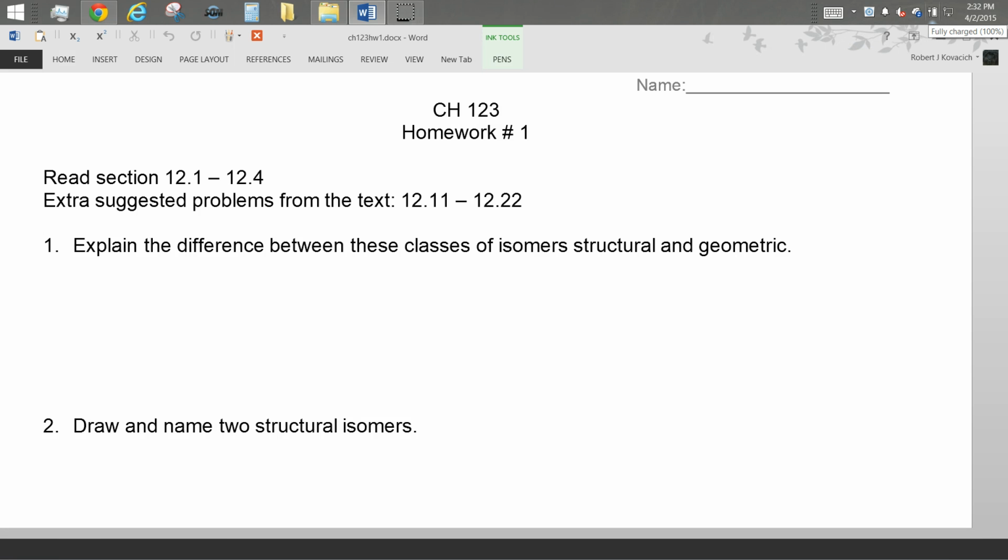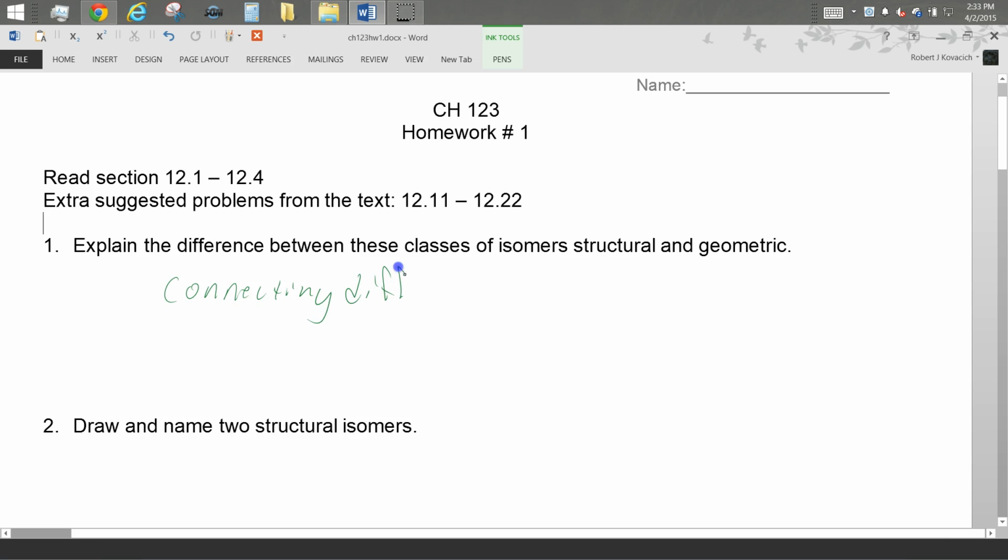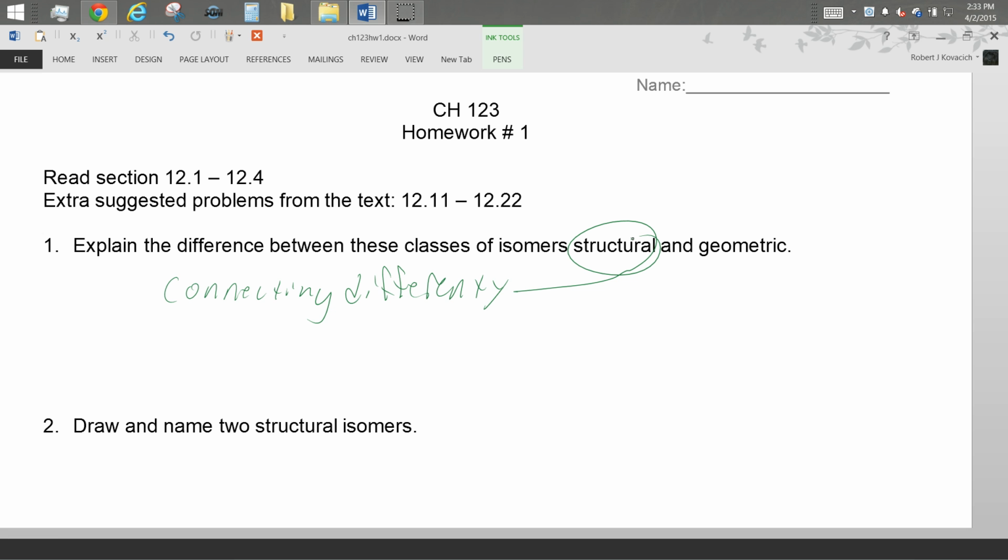Okay, this first one, structural and geometric. How are these two different from each other? Are you okay with me saying that the structural isomers are actually connected differently? And then, how do you describe the geometric? Same chemical formula, different structure? Nope, that's structure. Oh, structure, sorry, thank you.